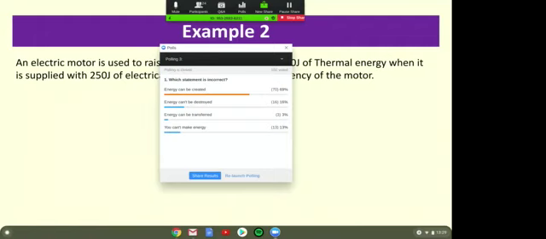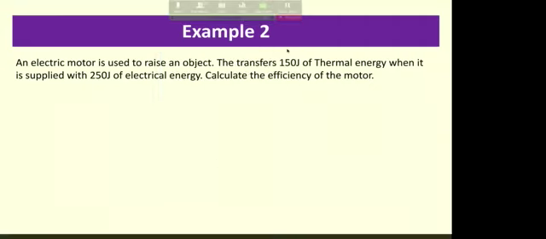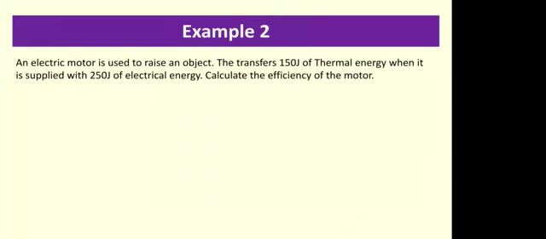And so I've got 100 joules divided by 250, and then times that by 100, I've got 40% for that second question. As I said, it's really important to realize there that it's important to know what the useful energy is in this example. Okay, so let's try example 3.